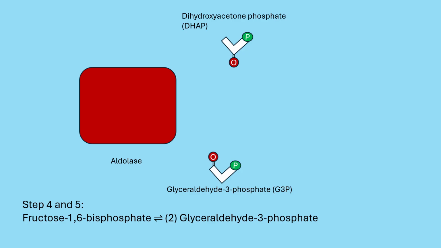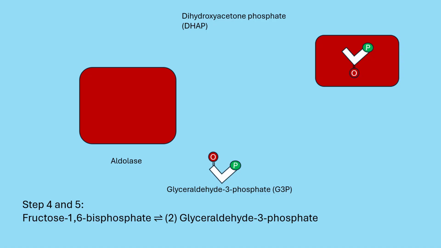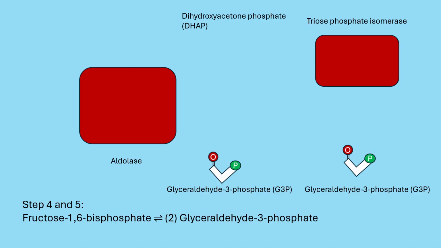Only G3P can directly continue into glycolysis. So to prevent DHAP from building up, the enzyme triose phosphate isomerase converts DHAP into another G3P. By the end of this step, we have 2 molecules of G3P ready to continue. This also marks the end of the energy investment phase of glycolysis.